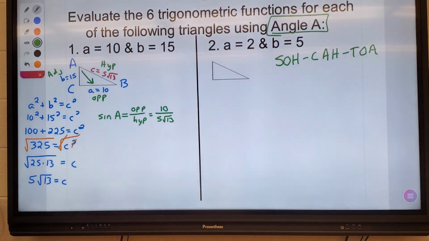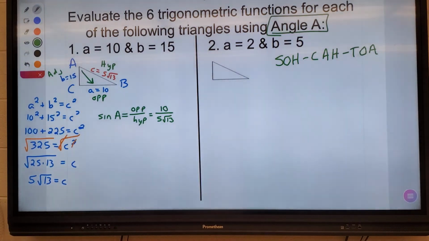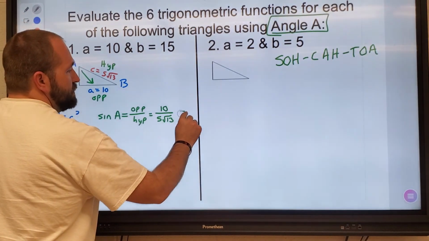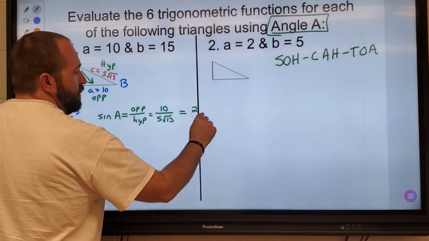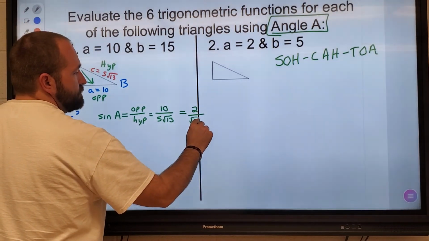Okay, so we have a couple of issues to pay attention to. One, can I simplify this? Do I have a fraction that I'm able to reduce and make it a little bit more simplistic? So 10 over 5 can be reduced. I can divide 10 and 5 by 5. So I'm going to simplify there first. That would then give me 2 over the square root of 13.